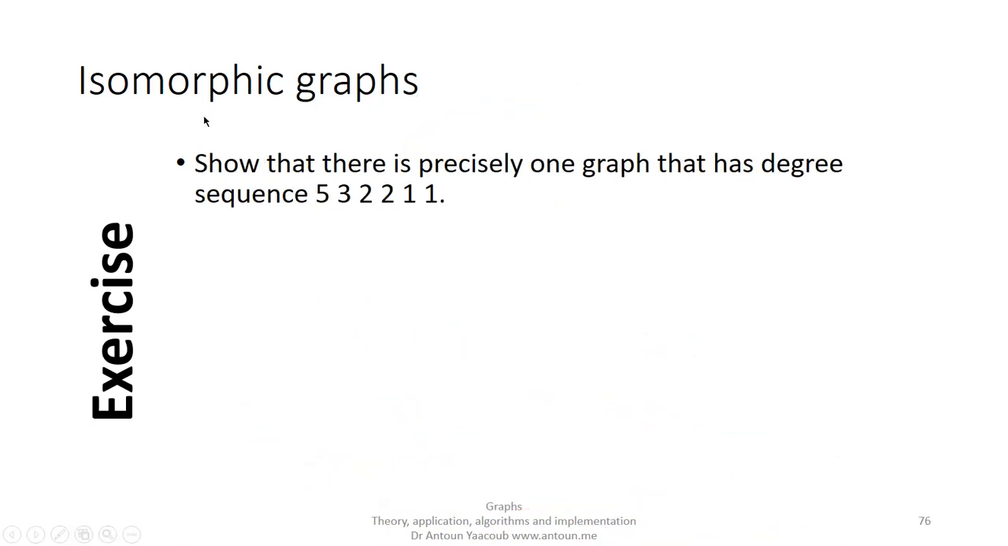Now show that there's precisely one graph that has degree sequence 5, 3, 2, 2, 1, 1. Here they are not asking us to prove that the degree sequence is graphical. They are telling us it's graphical, and to draw the graph. So we know that we have 1, 2, 3, 4, 5, 6 vertices. So those are the 6 vertices.